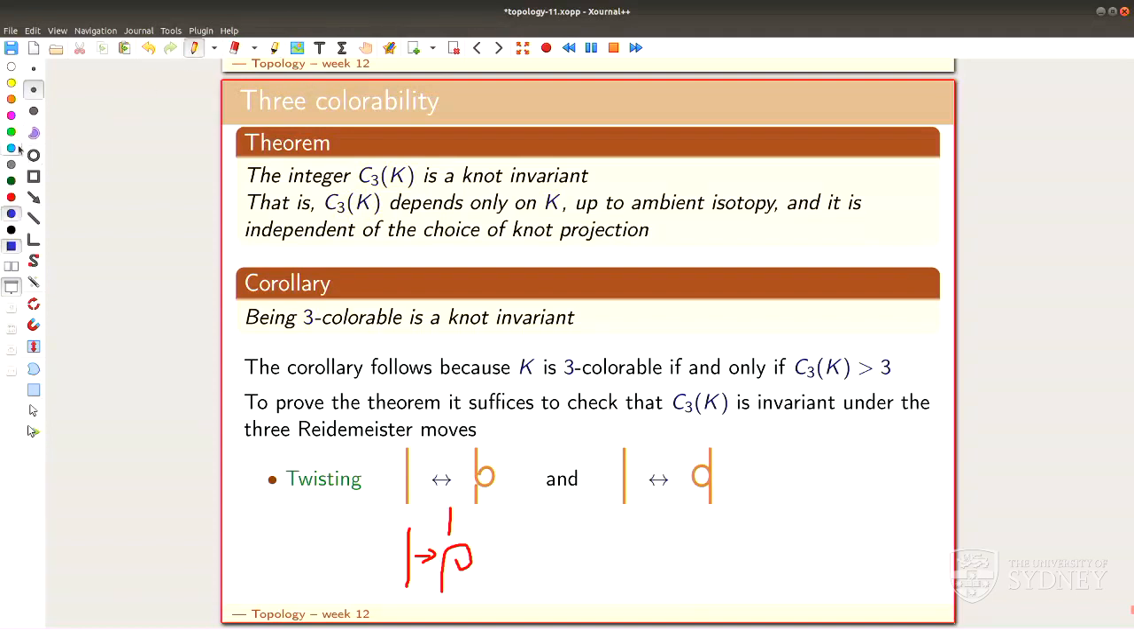So let me just do it in the other color. It could be blue, for example, and can I actually draw that? I should be able to draw that. Give me another try. You just monochromatically color the crossing. The number of colorings doesn't change going from left to right.